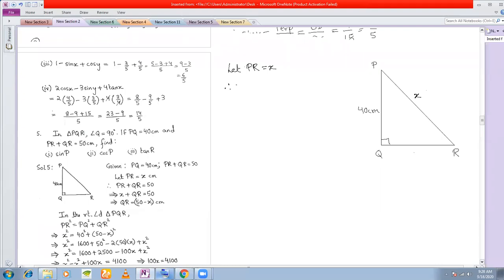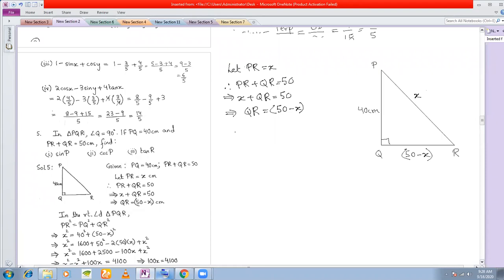Therefore, it is given here that PR plus QR is equal to 50. So x plus QR must be equal to 50. Therefore, QR in terms of x is 50 minus x. So if I am taking PR as x, then this side must be 50 minus x. Now, I can use Pythagoras theorem once again to find x.